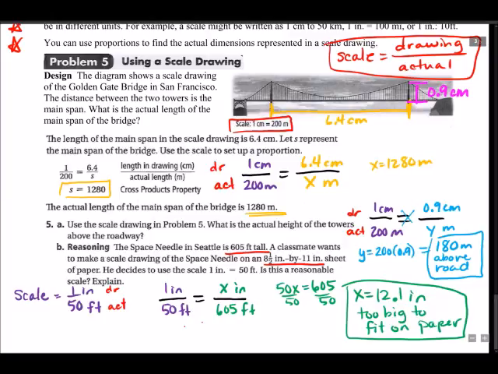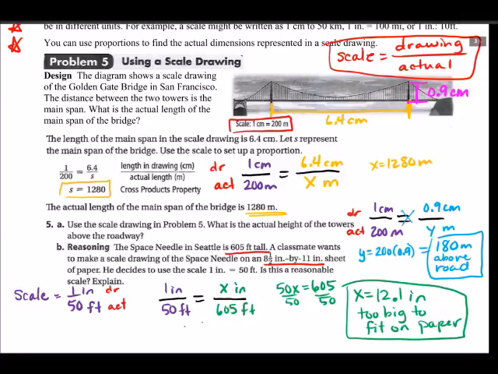Putting units on these will help you remember, because what we are doing in a scale drawing here is comparing centimeters to meters. 1 centimeter is 200 meters. So 0.9 centimeters compares to my unknown meters. I cross multiply, and then when I find my y value, I know that my answer is in meters. So I get 180 meters above the road. Those are tall. That's really, really tall.